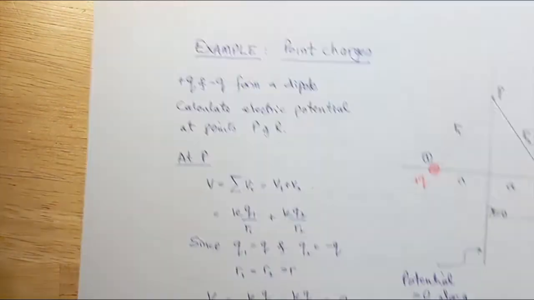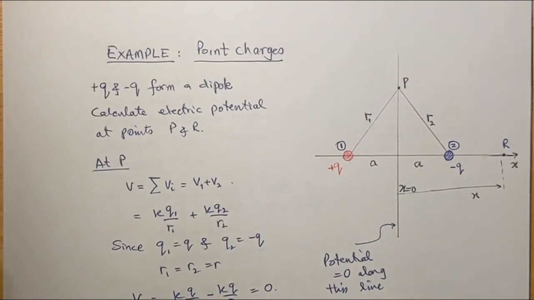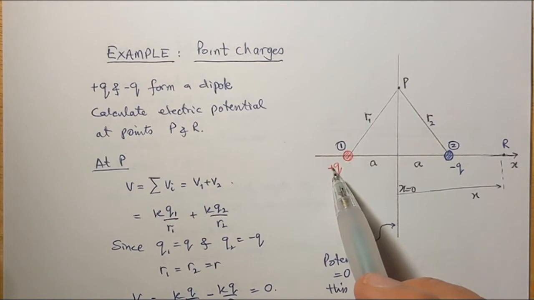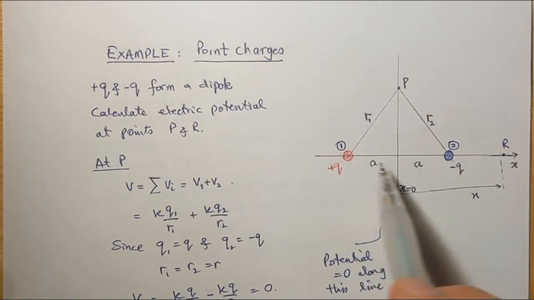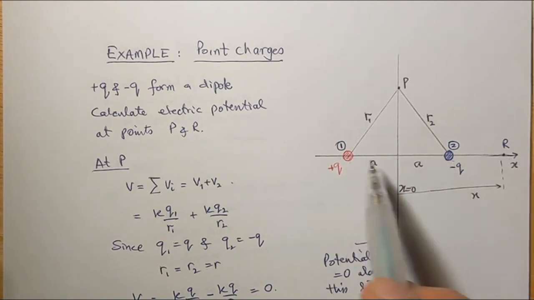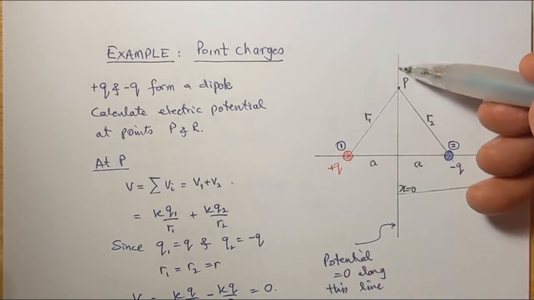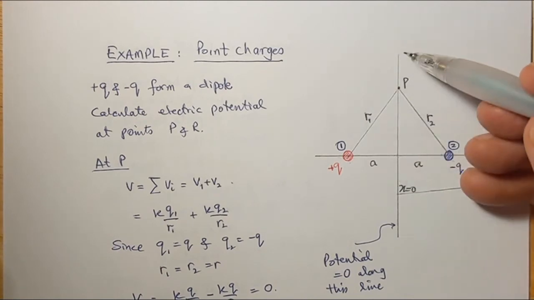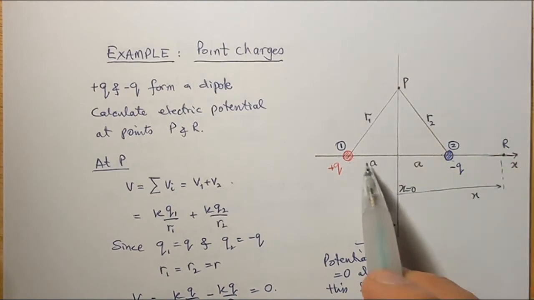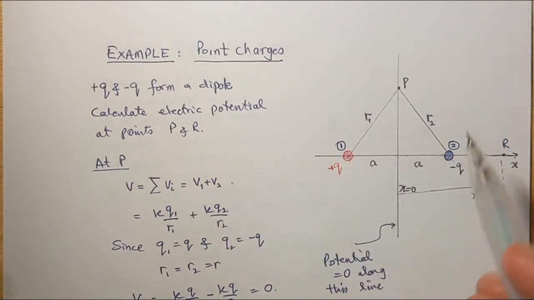So the first example that we take is if we have a number of point charges. So we have 2 point charges. One is plus q, the other is minus q. They are placed on the x-axis. The distance between them is 2a. So this is a and this is a, and we want to find the electric potential at a point P that is on this axis, which is equidistant from the 2 charges. And so R1 and R2 are also equal.